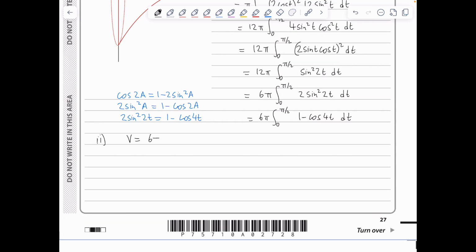Now to find the volume, I will simply evaluate this integral. So it's the 6 pi there. The integral of 1 is simply t. The integral of cos 4t is 1 over 4 sine of 4t. And we've got limits of 0 and pi over 2. Well, if I substitute the upper limit, I get pi over 2 minus 1 over 4 sine of 4 pi over 2. And if I substitute the lower limit, it's simply 0. So to evaluate all of this, we just need to see that sine of 4 pi over 2 is 0. So all in all, this gives me 3 pi squared.